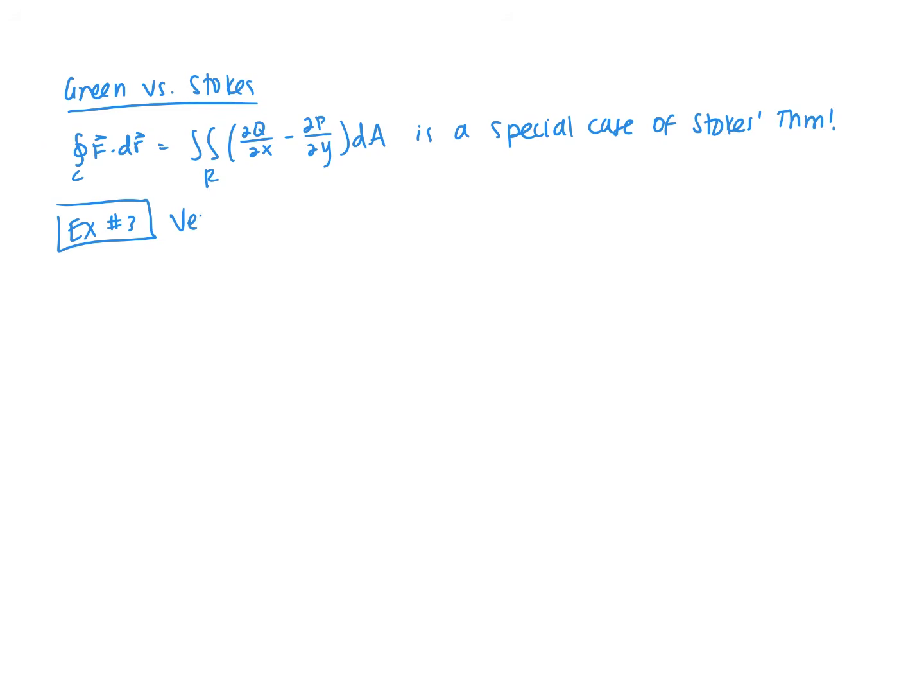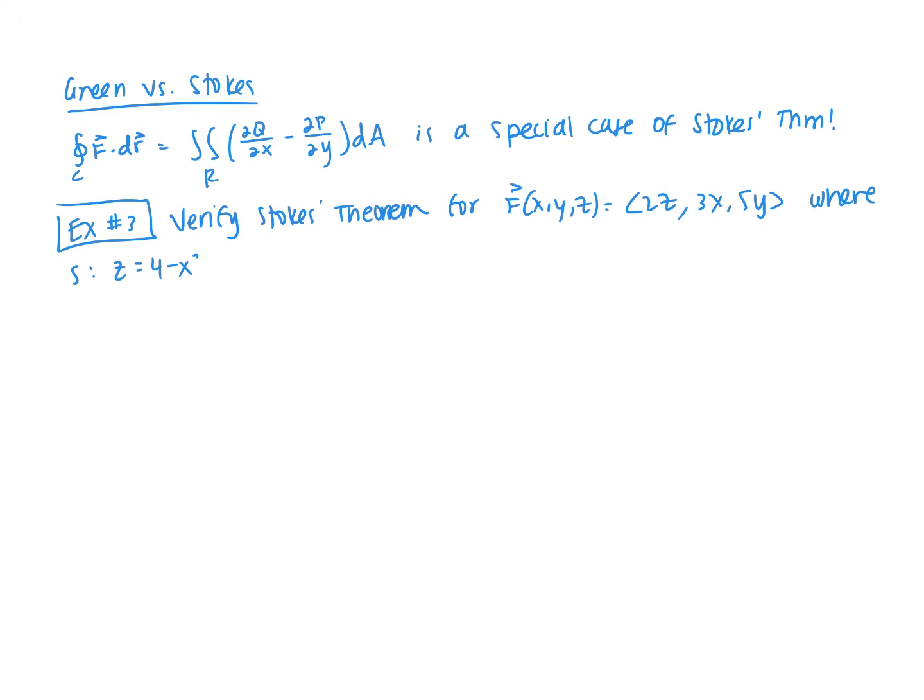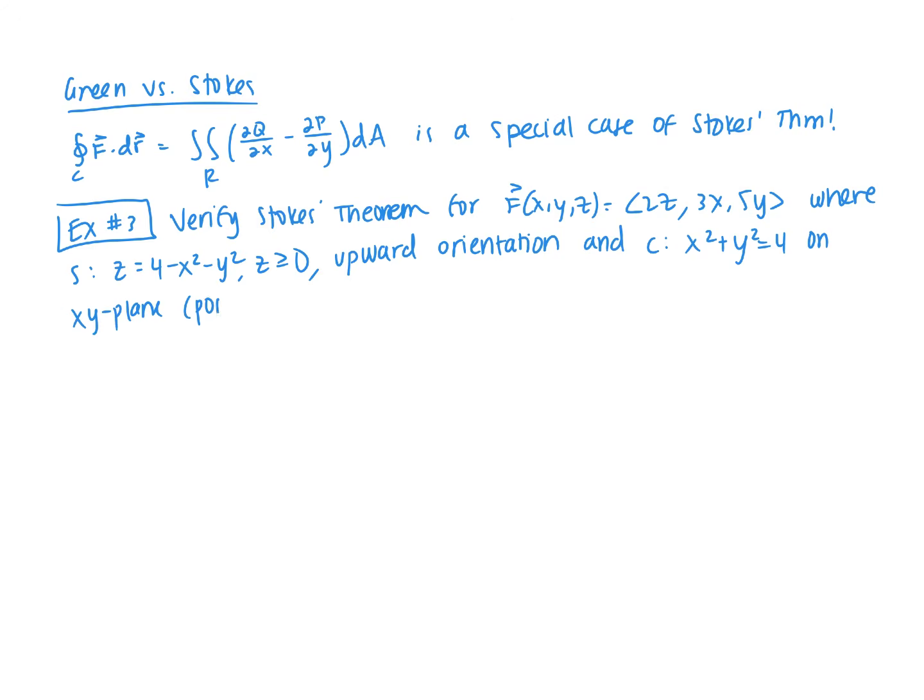Okay, third example. We are going to verify Stokes' theorem for f of x, y, z equal to 2z, 3x, 5y, where S is the surface z equals 4 minus x squared minus y squared, and z is greater than or equal to 0, with upward orientation, and C is the curve x squared plus y squared equals 4 on the xy plane with positive orientation.